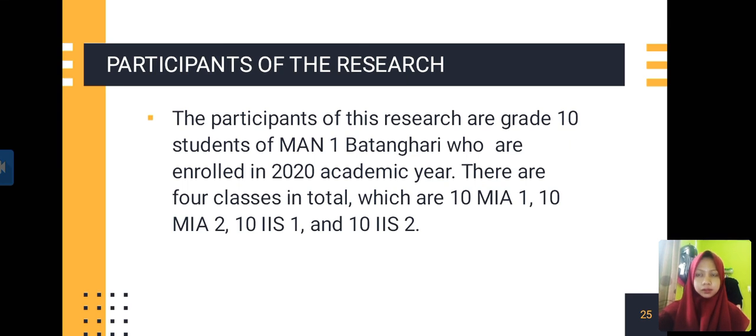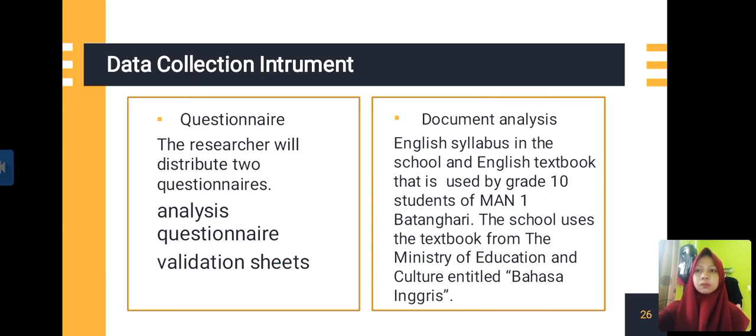Participants of the research. The participants of this research are grade 10 students of MAN 1 Batanghari who are enrolled in the 2020 academic year. There are 4 classes in total, which are 10 MIA 1, 10 MIA 2, 10 ES 1, and 10 ES 2.